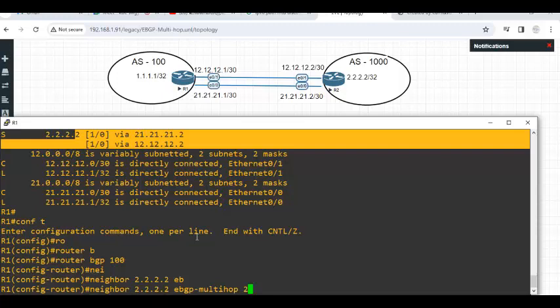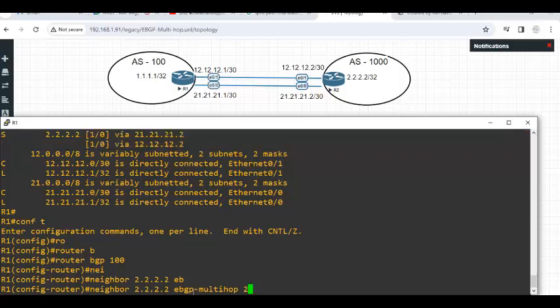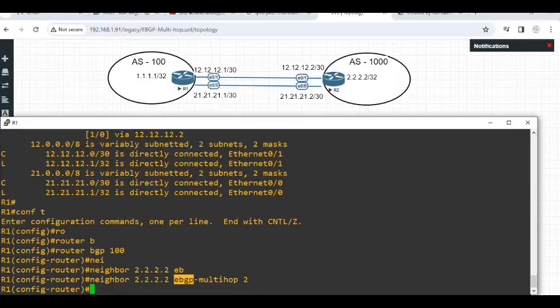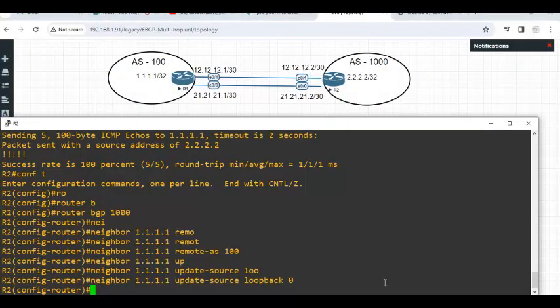But you say it on both the sides. Now you will see shortly neighbor coming up. You see, neighbor has come up. I would like to show you the impact in the output. Say show IP BGP neighbor.